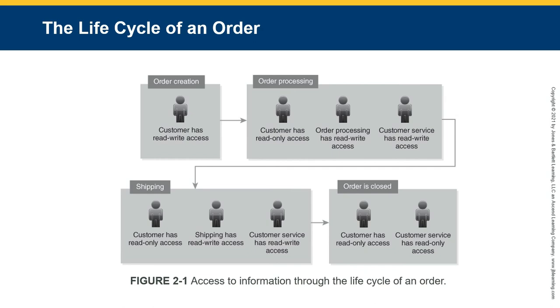Shipping: customer has read-only access. Shipping has read-write access. And customer service, again, will have read-write access. And then once the order is closed, customer has read-only and customer service has read-only. There's no more reason to make any changes if the product's been received, as we go through it.